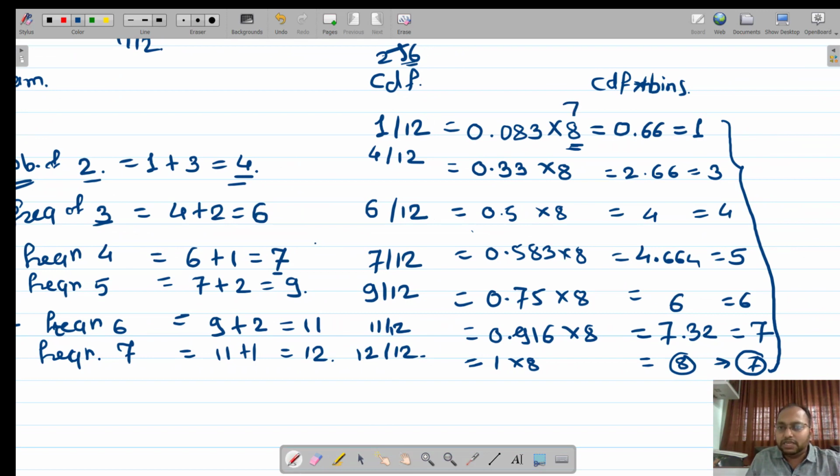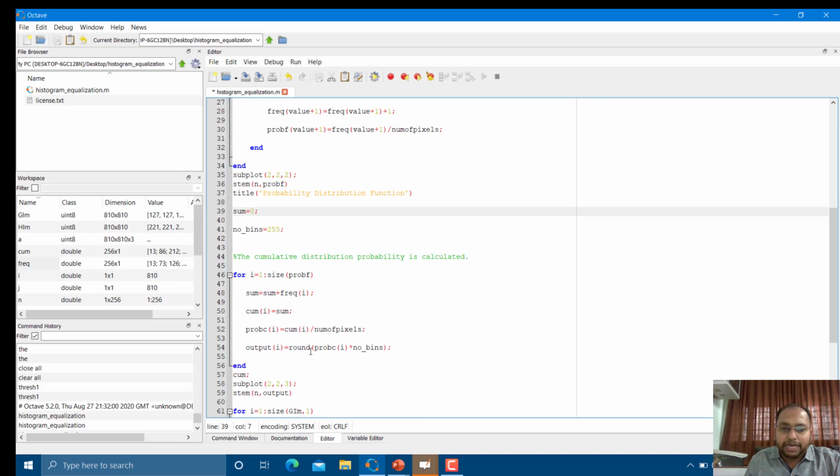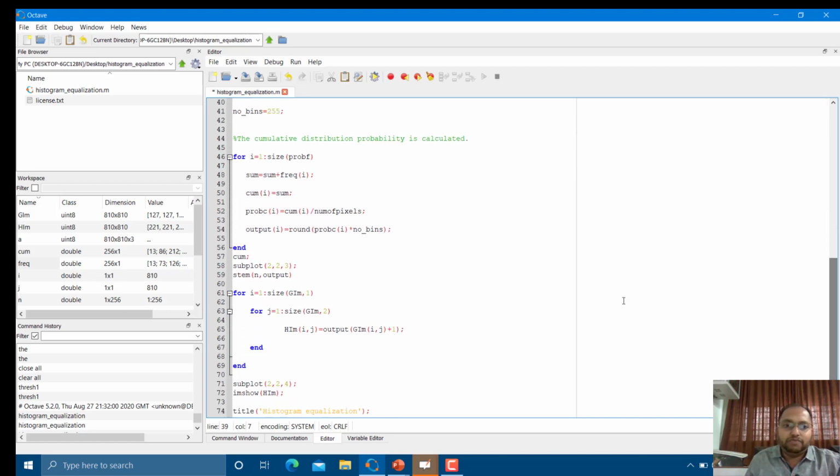Instead of 8 we must have multiplied with 7. That was our mistake. So we have found this probability, that is the cumulative distribution function, and then we multiplied it with 8, but actually we have to multiply by 7. Then we rounded it to the nearest digit, and this is performed with the help of this particular step. Are you getting it? So round is a function which rounds it off to the nearest digit. Okay, fine. Then next is what?